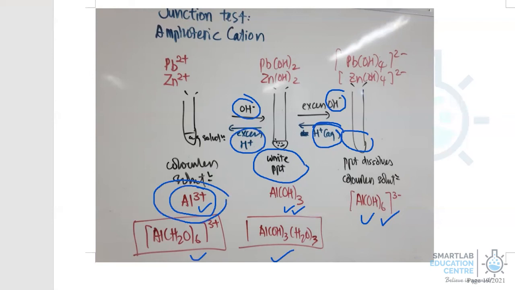Similarly, in the same vein, you will find that the reactions that we described apply to Zn2+ and Pb2+. Both of them are amphoteric cations. Correspondingly, they will form your zinc hydroxide, lead(II) hydroxide, and your Pb(OH)4 2- and your Zn(OH)4 2- as well.